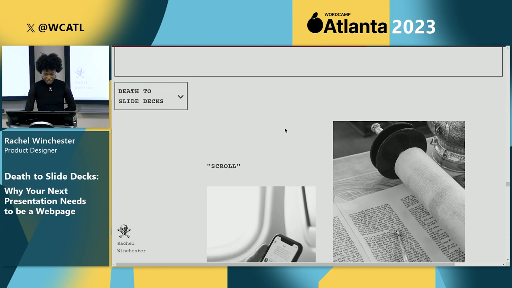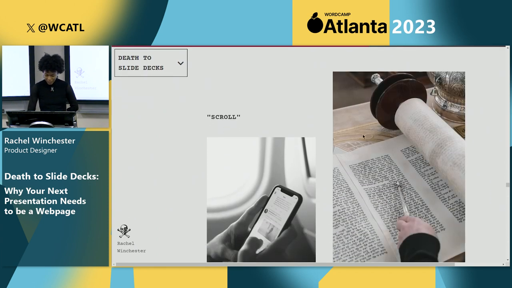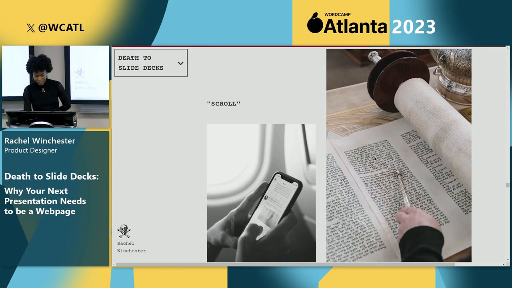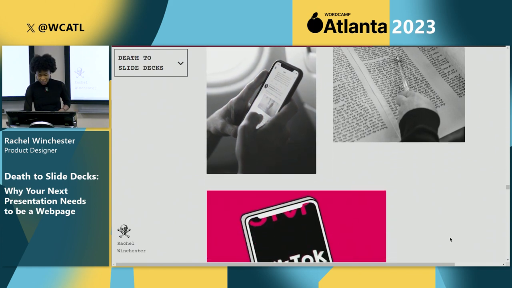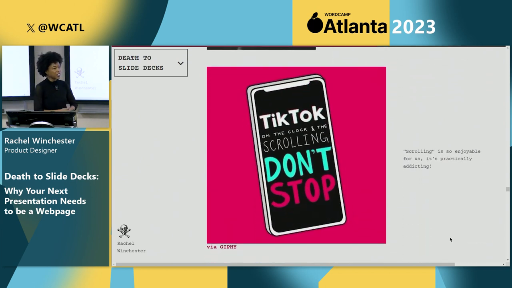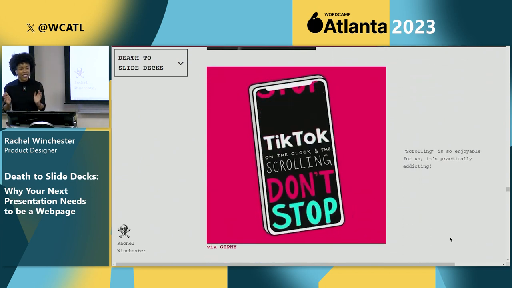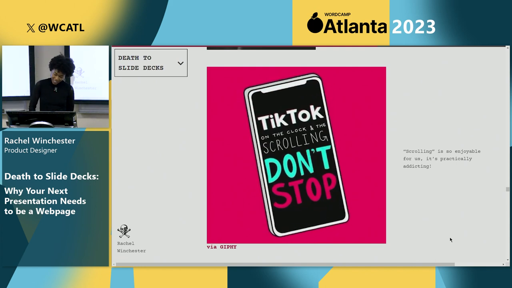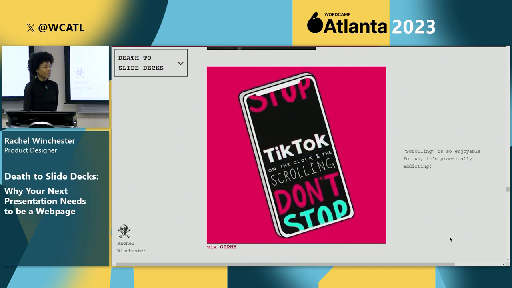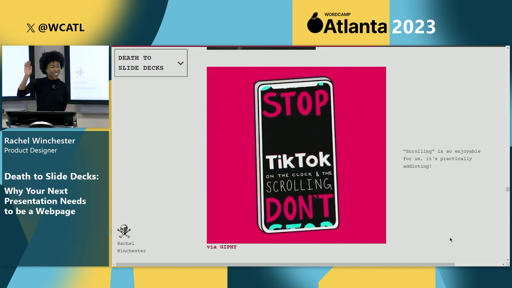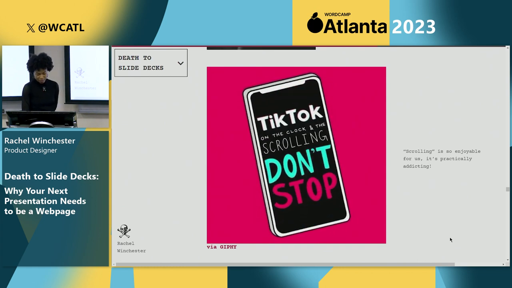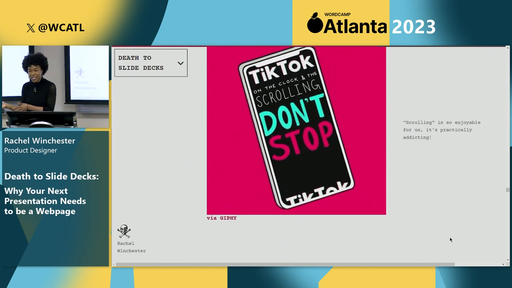Interactions with content. The scroll is super popular. We've had scrolls before digital interfaces, and now we've got a lot more scrolling in digital interfaces. Scrolling is very popular. It's practically addicting. As we've learned from TikTok and Twitter and Facebook and all those feeds with an endless scroll, TikTok on the clock and the scrolling don't stop. Anyone on TikTok? Raise your hand if you're on TikTok. You can spend all day on it, right, yes. Can't you? Yeah, yeah. It's the content, but also the way we interact with it.